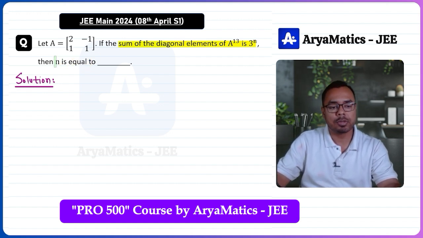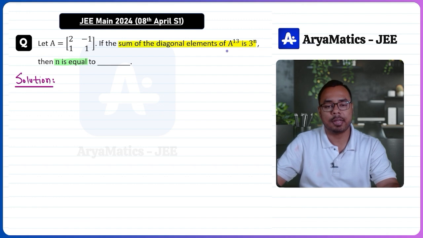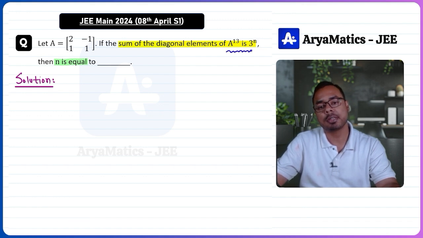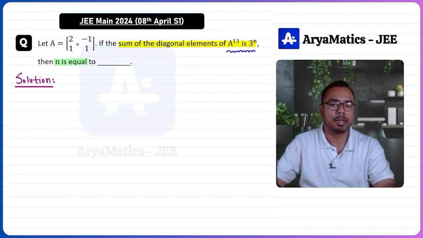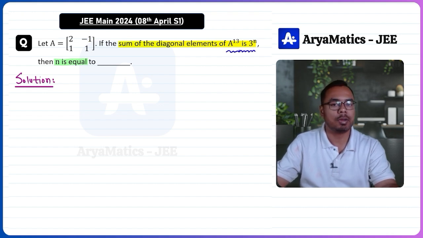Now, in most of the resources, you will find that for calculating the trace of this matrix A raised to 13, the sum of diagonal elements is nothing but the trace of the matrix. So, for finding the trace of A raised to 13, they will multiply this matrix A. First, they will calculate A squared, then A raised to 4, A raised to 8, and so on. And then they will calculate the sum of diagonal elements.